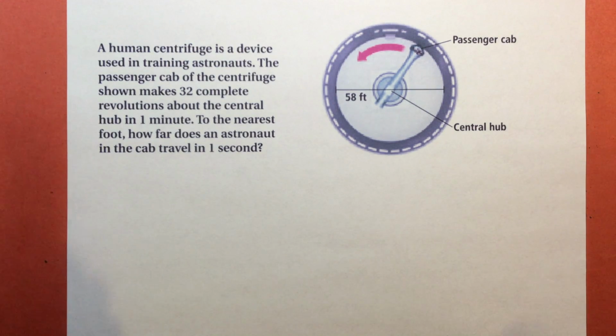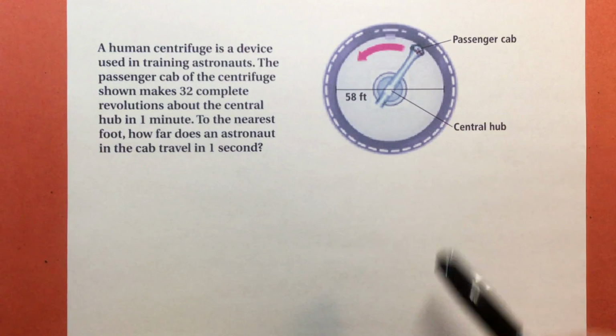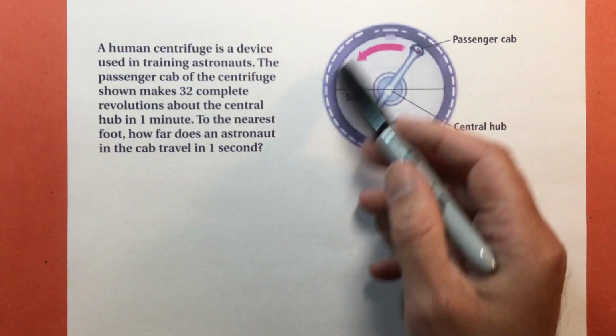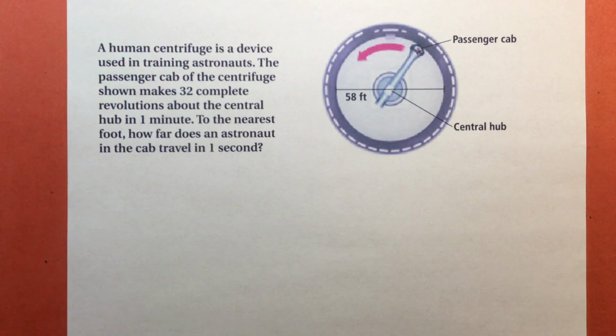All right, so basically, you know what this is. A human centrifuge is a device used in training astronauts. The passenger cab shown makes 32 complete revolutions in 1 minute. It goes around 32 times in 1 minute, which may not seem like a lot, but it's big, so it's going a very long distance. We need to figure that out. To the nearest foot, how far does an astronaut in the cab travel in 1 second?